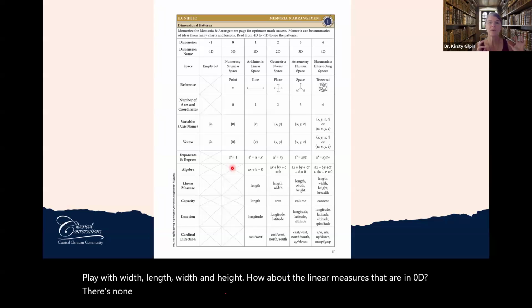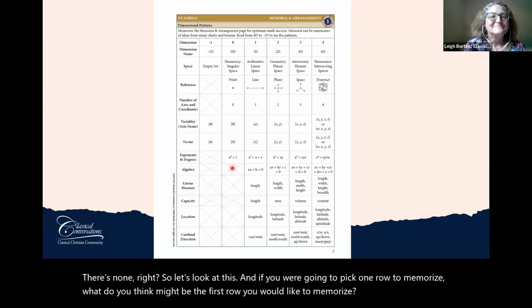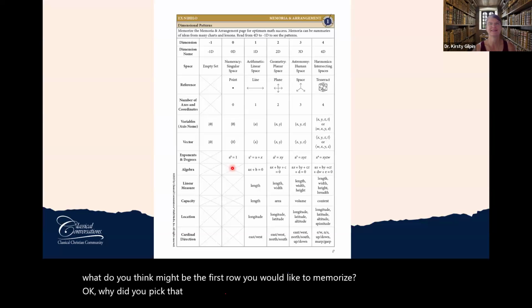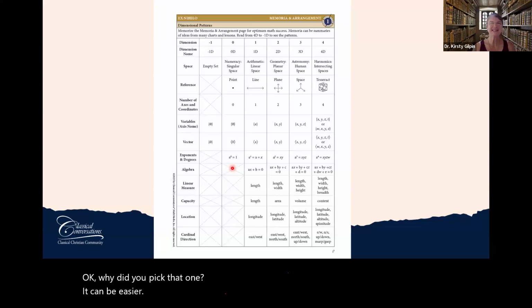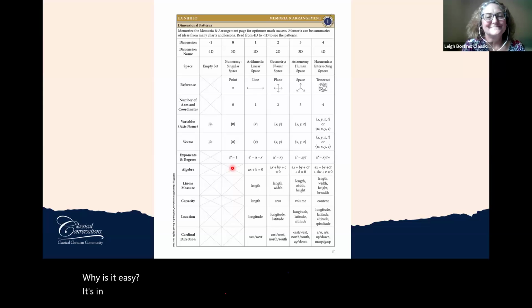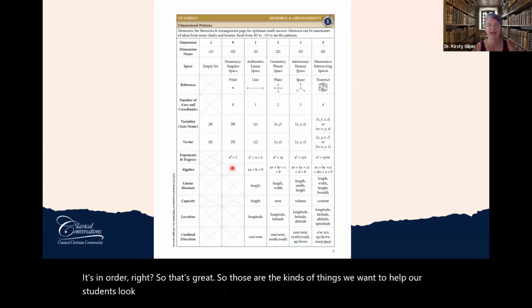So let's look at this, and if you were going to pick one row to memorize, what might be the first row you would like to memorize? Number of axes and coordinate. Okay, why did you pick that one? Because it's the easiest one. And why is it easy? Because it's in order, right? So that's great. Those are the kinds of things we want to help our students look at when we look at this page.